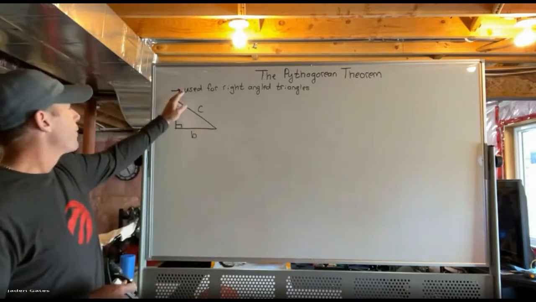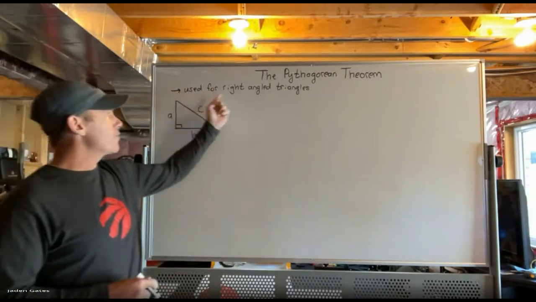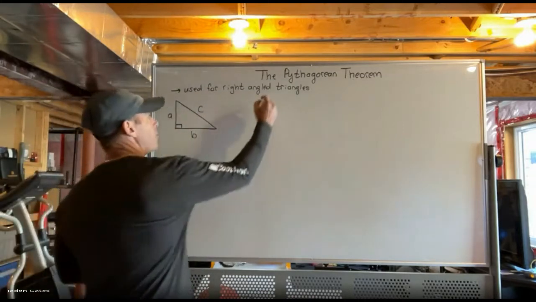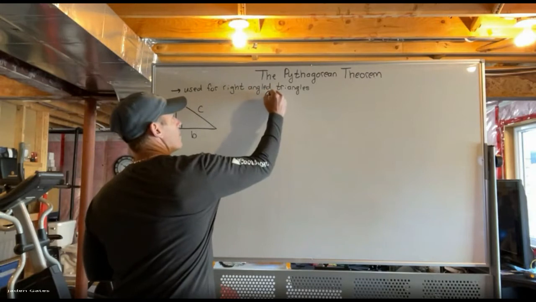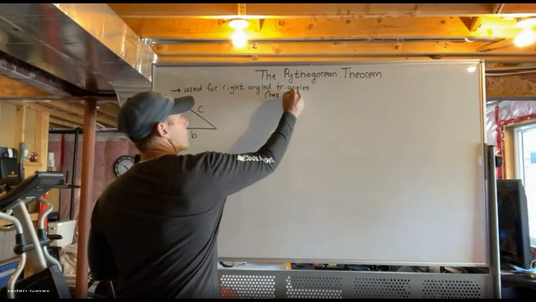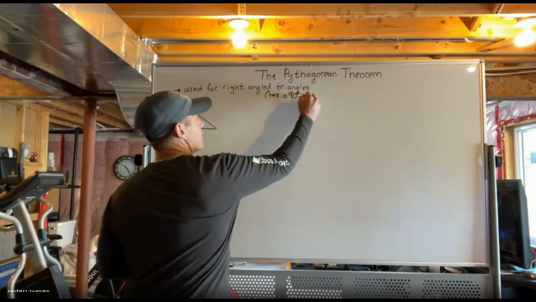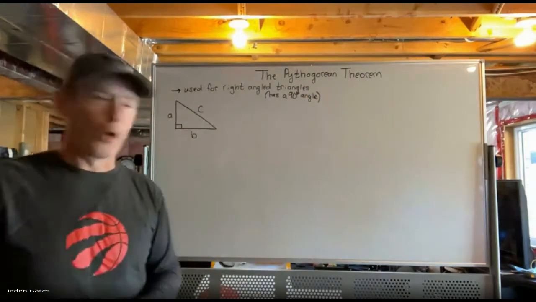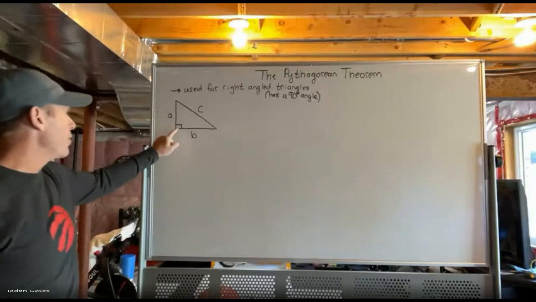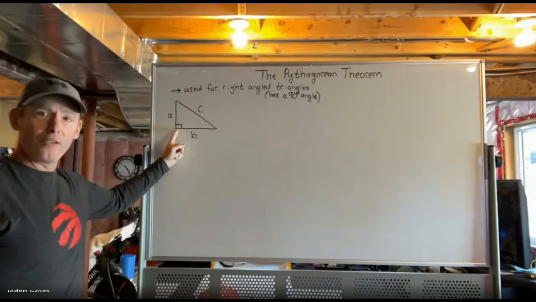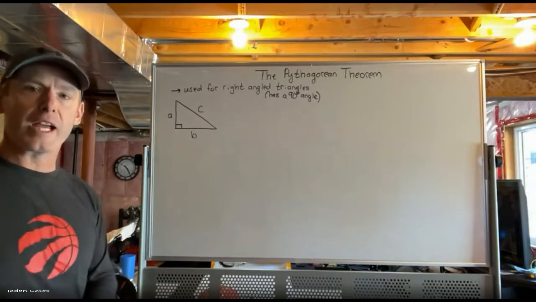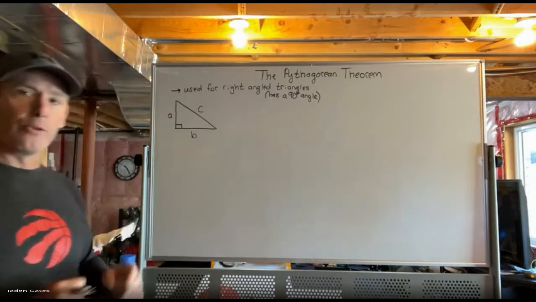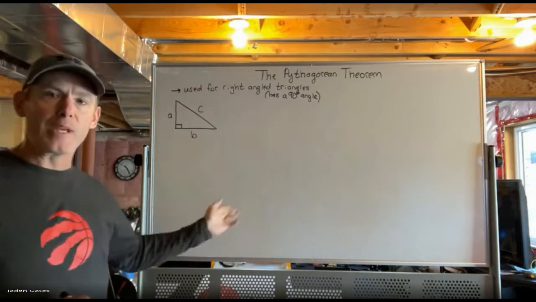First off, it's used for right angled triangles. And what that means is the triangle has a 90-degree angle. All right, so that's important. And to show that a triangle has a 90-degree angle, we have a little box where the 90-degree angle is. Now, each side in a triangle is labeled for the Pythagorean theorem, A, B, and C.